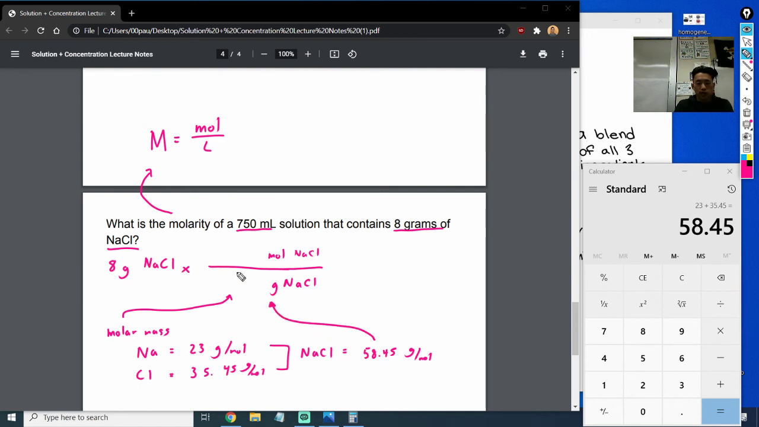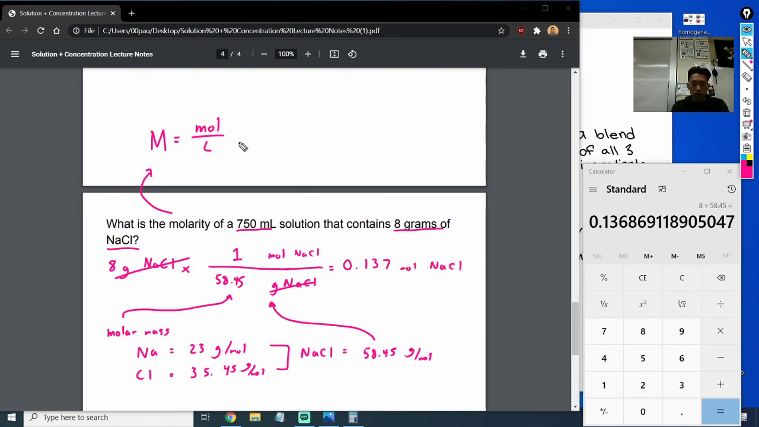So the number next to grams is 58.45, and the number next to moles is 1 because it's per mole. And so what we're going to do is just cancel out the grams of NaCl, and then we can punch it into our calculator. Our starting number is 8. We can ignore the times 1, divide it by the number on the bottom, 58.45, and that'll give us 0.13, and I'm going to round it up to 7. So 0.137 moles of NaCl.